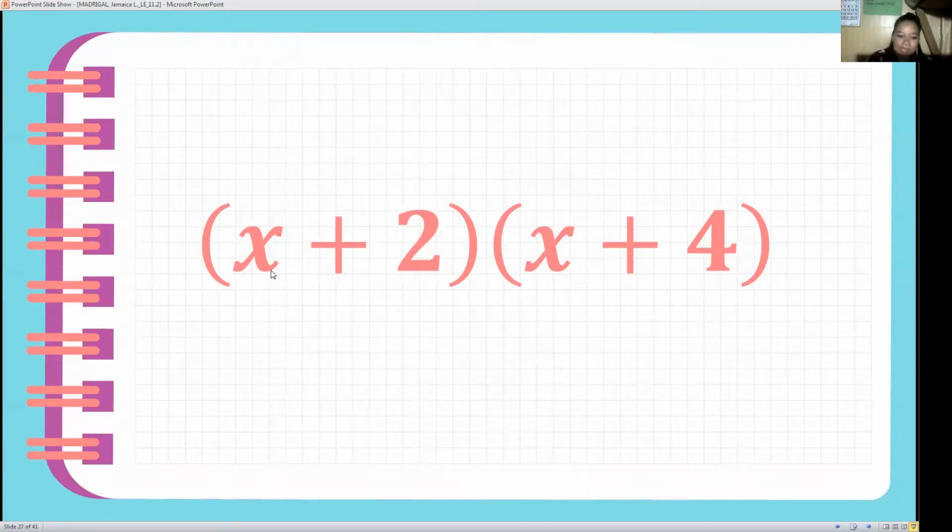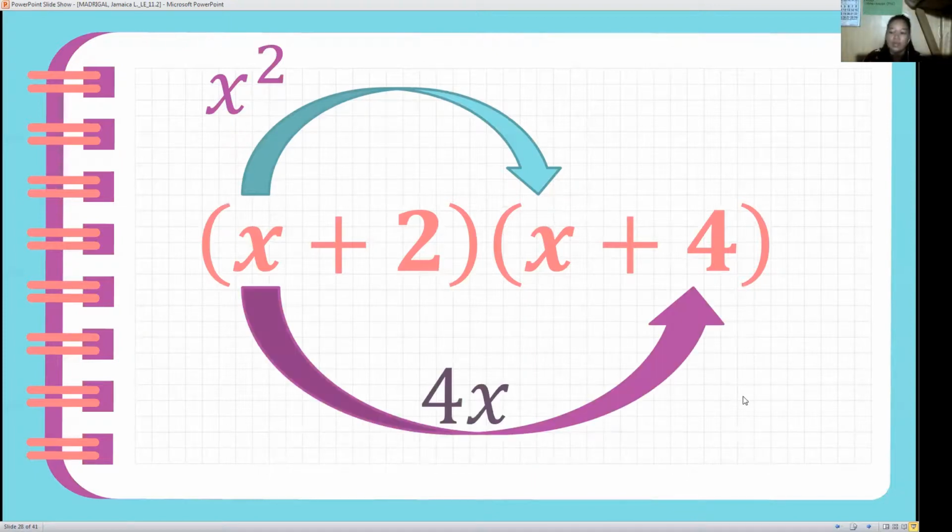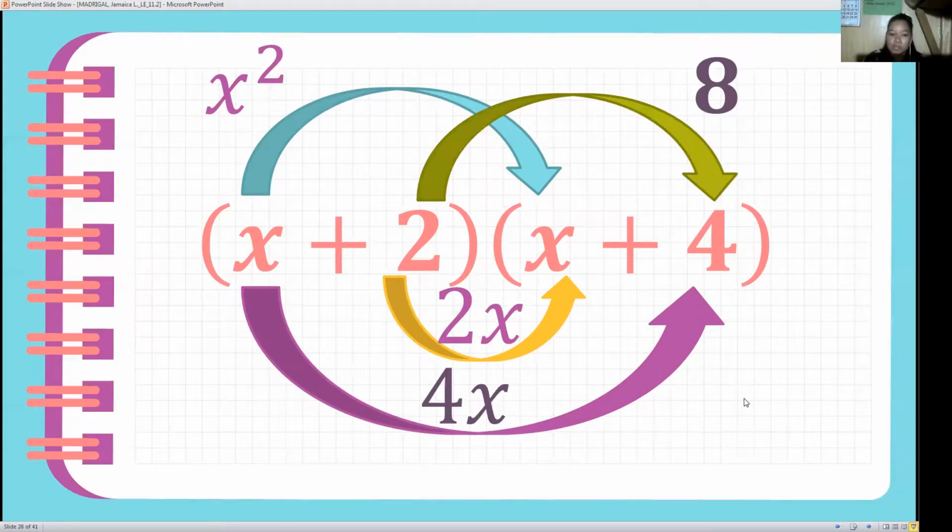So when we multiply, let's try. When we multiply x by x, the answer will be x squared. When we multiply x by 4, the answer will be 4x. And when we multiply 2 by x, the answer will be 2x. And when we multiply 2 by 4, the answer will be 8. Then we will combine like terms.